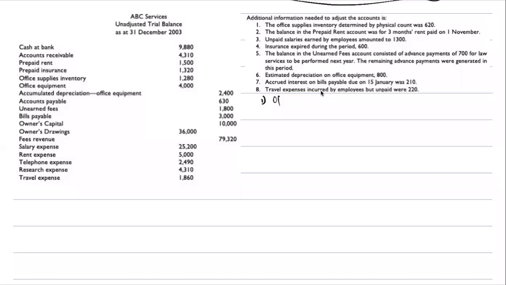So for number one, our adjusting entry will be office supplies expense, and then a credit to office supplies inventory. So how did we compute that? It is 1,280 less 620, so 660.